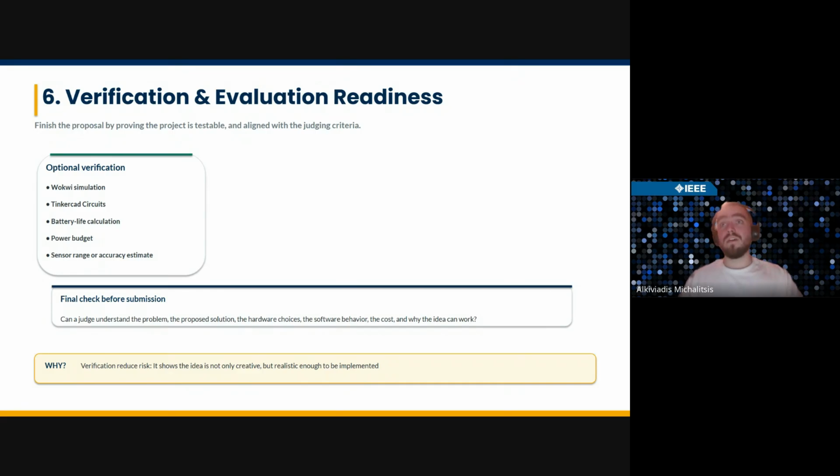For example, you might want sponsors in the future to help you create a startup. If they don't believe the idea, how will they sponsor you to build the physical thing? You need to be very good in explaining what you want, and please put time and effort in this. It's very important. So verification will reduce any kind of risk. It shows the idea is not only creative but realistic enough to be implemented. The same things we say over and over and over again.